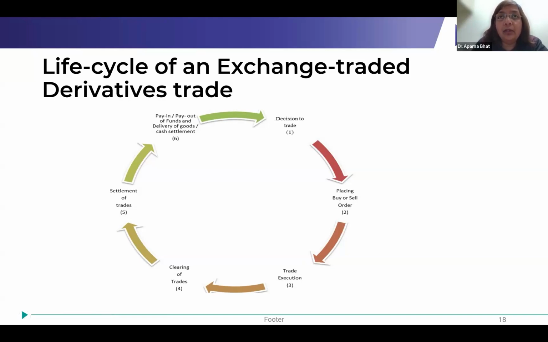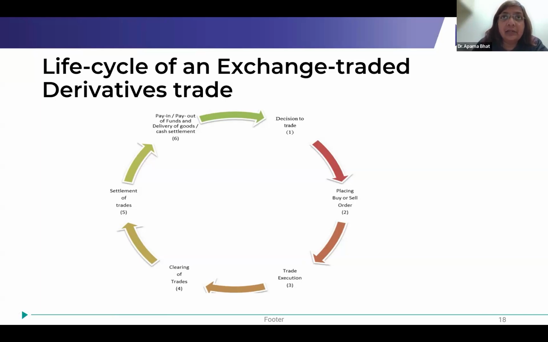All these trading systems are basically the trading terminals, the computers in which the orders are entered. All these trading terminals are linked with the server of the exchange. So once the client's order is punched into the system, the order goes and enters into the electronic trading book of the exchange.